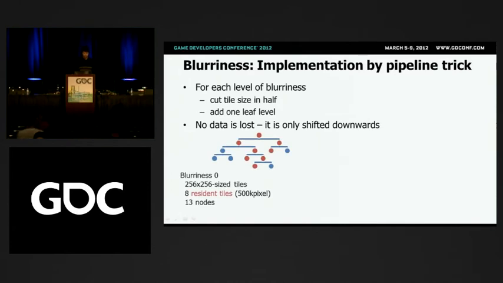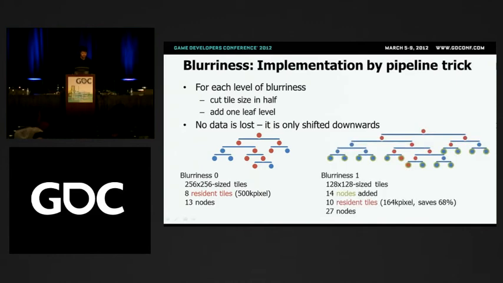Small figure here to try to explain it a bit better. If you have blurriness 0 in this case, you have a set of 8 resident tiles to render a specific view. If we go blurriness 1, we have to add a leaf level. That's the green node, 14 new nodes added. But at the same time, we have cut the tile size in half, so it's 128 instead of 256. The resident set doesn't grow that much. In this case, we just add 2 tiles to it. But since the tiles are much smaller, we still save 68% of memory.